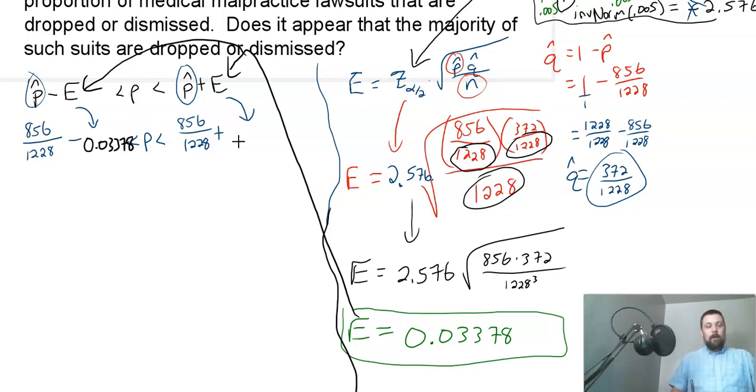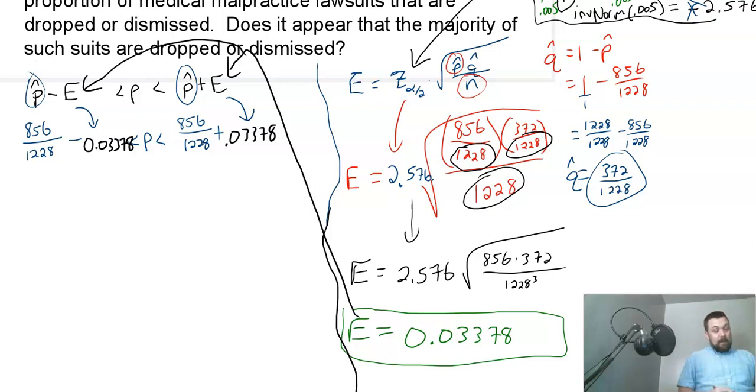Here we'll have 0.03378, and here we'll have the same thing, 0.03378. We get the lower estimate by subtracting the margin of error from the point estimate, and we get the upper estimate by adding the margin of error to the point estimate. This gives us the range of possible values for the population proportion.